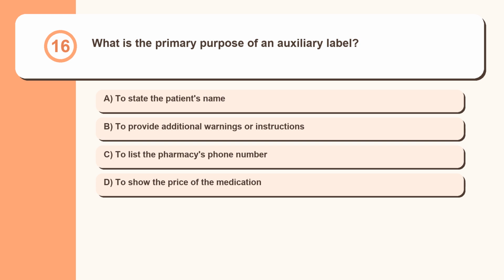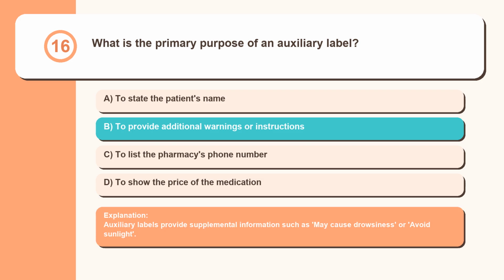Question 16. What is the primary purpose of an auxiliary label? To state the patient's name, to provide additional warnings or instructions, to list the pharmacy's phone number, to show the price of the medication. Auxiliary labels provide supplemental information such as "may cause drowsiness" or "avoid sunlight."